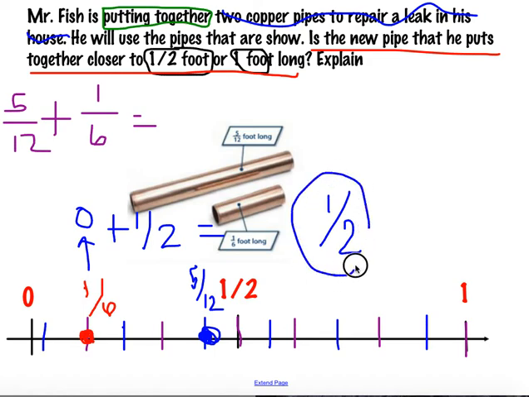So your answer would be that the new pipe he puts together is closer to a 1/2 foot long than a foot long because 1/6 is going to be closer to 0 and 5/12 is going to be closer to 1/2, and 0 plus 1/2 equals 1/2.